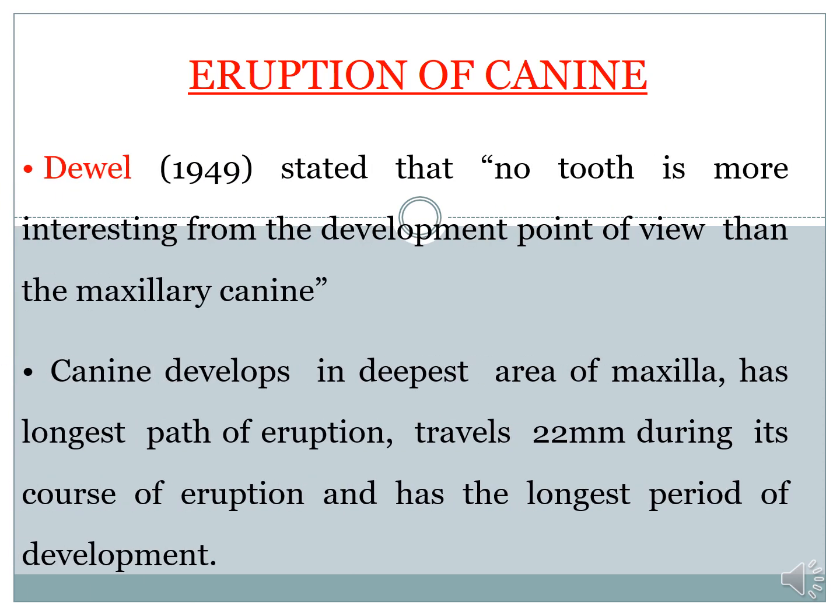So the canine which erupts has the longest path of eruption. Almost it has to travel 22 millimeter during its course of eruption. So the longer the period of development, the more chance for the canine to get impacted. Okay.